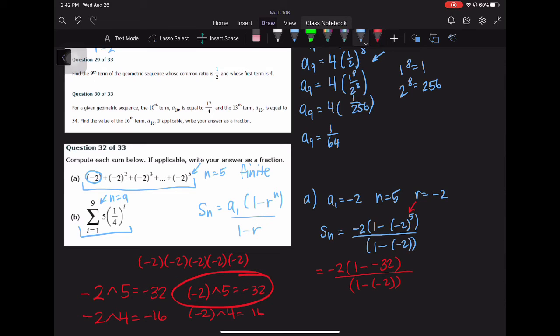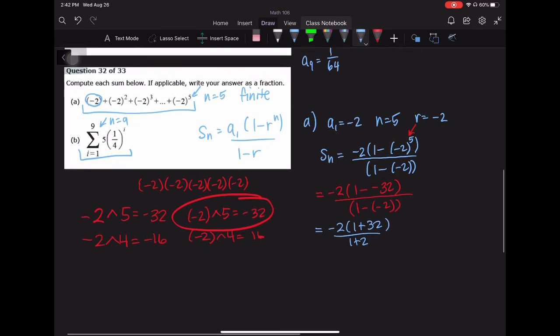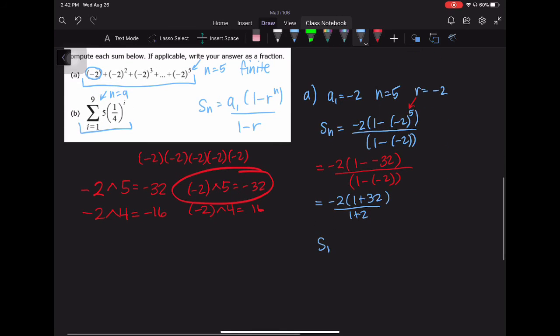Simplifying even further, we have -2 times 1 plus 32 over 1 plus 2. That means that the sum is equal to -2 times 33 over 3. And reducing, I'm going to reduce this to make that 11. That's -22 as our answer.